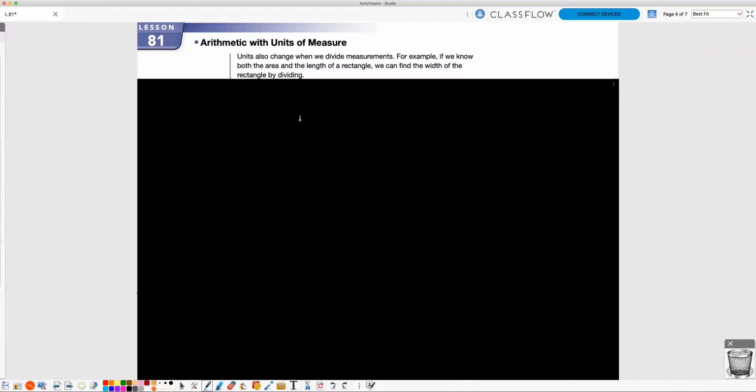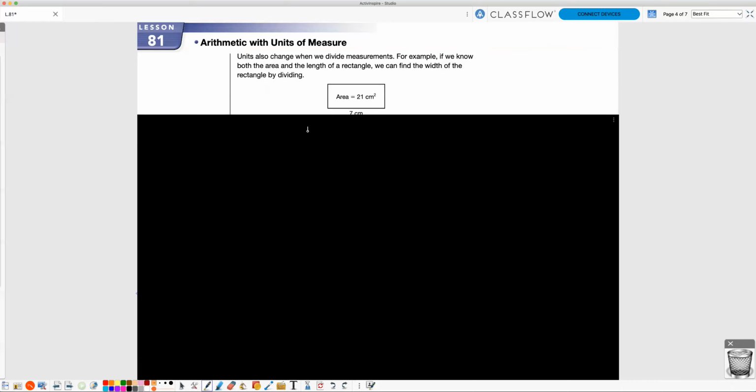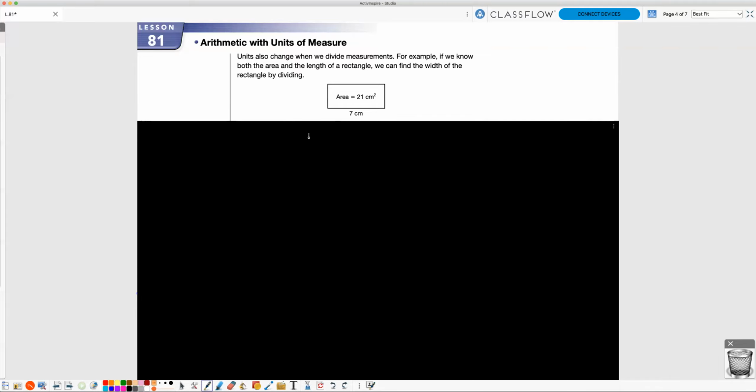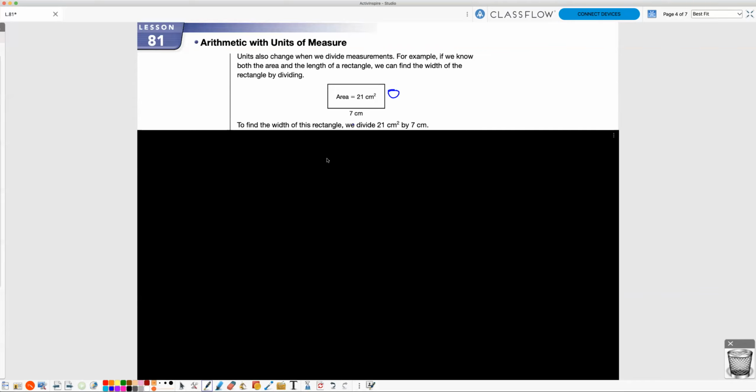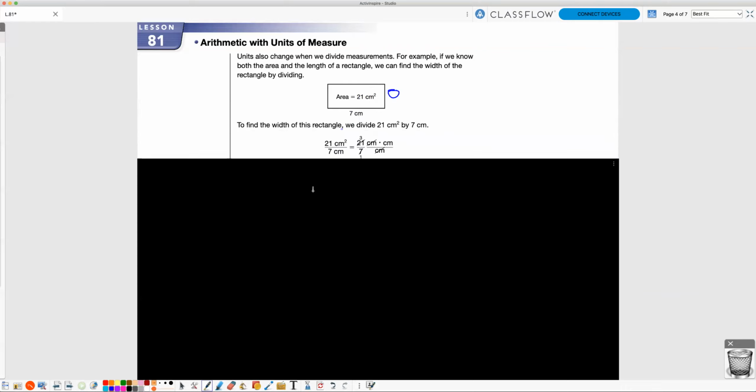Units also change when we divide measurements. For example, if we know both the area and the length of a rectangle, we can find the width of the rectangle by dividing. So the area of 21 square centimeters is, we know that this unknown amount, this length, would be simply the division answer of 21 and 7. So 21 square centimeters divided by 7 centimeters will result in 3.